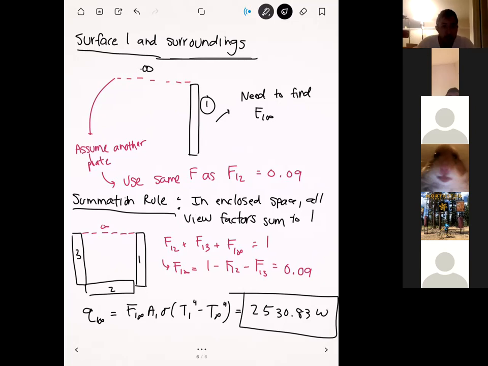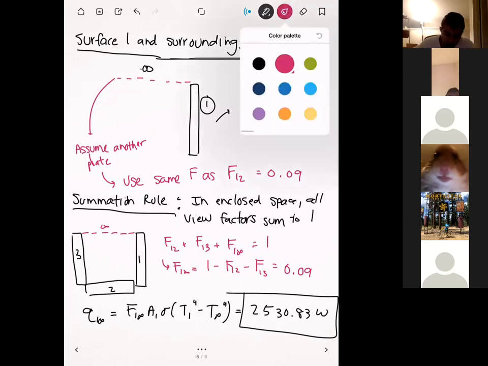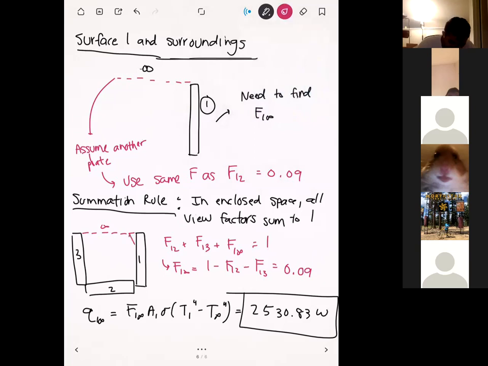Okay. And so in this case, we had to draw a phantom surface because technically there's no surface there up top. But if we imagine a plane that goes in between surfaces 1 and 3 here, then any radiation that comes off surface 1 has to hit one of these 3 planes, right? It's either going to hit surface 2, or surface 3, or it's going to cross that imaginary plane, the infinity plane, right? And so in that case, you have an enclosed space that you've created, and then from there you can use the summation rule.